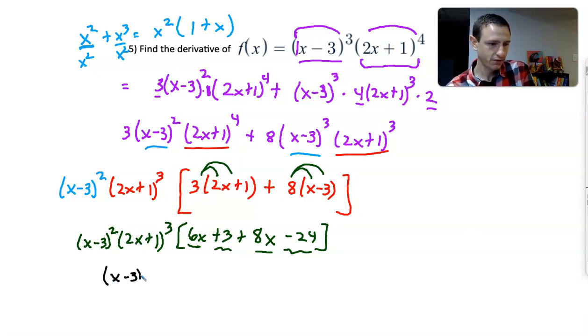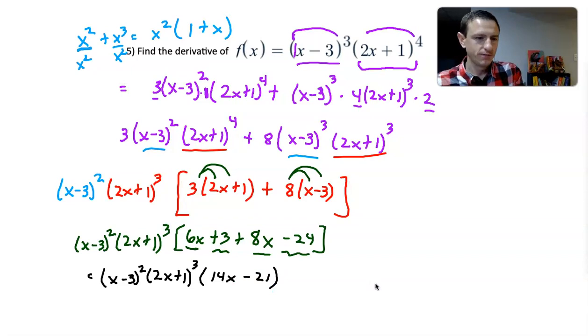x minus 3 squared, 2x plus 1 to the third. And then I'm going to put this in parentheses now, since we're cleaning this up a little bit. 6x plus 8x is 14x. 3 minus 24 is minus 21. And then from here, I'm actually noticing a very subtle, almost hidden step.